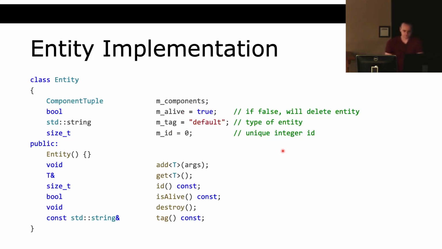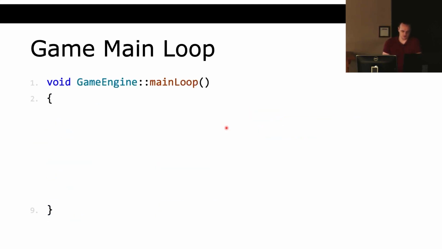So again, here is our entity implementation. The alive variable lets us do that destroy, which is monitored by the Entity Manager. The tag is going to let us get groups of entities by their tag or to check what the type of something is. And the ID is going to allow us to tell whether or not something is a unique thing.